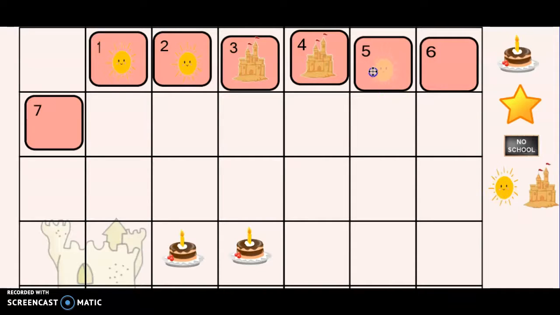Sun. That's AABB, which means there's 2 of each one. Sun, sun, 1, 2. Sandcastle, sandcastle, 1, 2. Sun, what's going to go here? Sun, yes. Now, what's going to go for Sunday? Sandcastle. That's exactly right. Great job. I bet you can figure out what's going to go Monday.